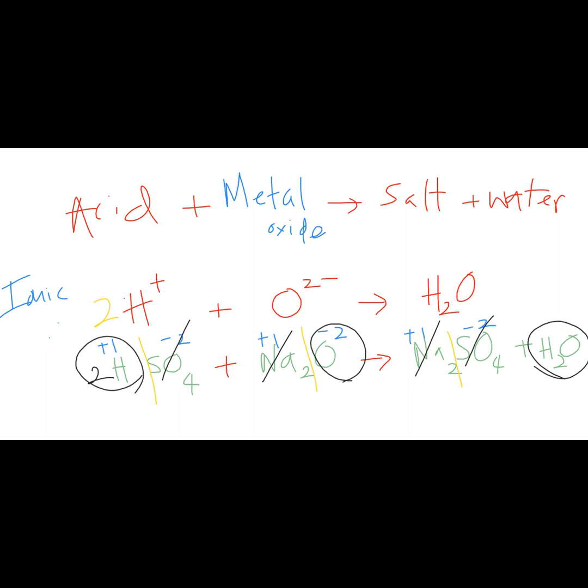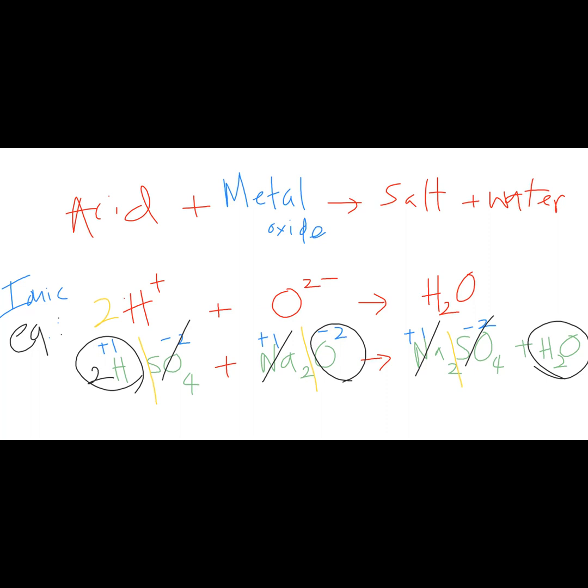That means for any metal oxide with acids, you can take any acid. The result for the ionic equation will always be this. Even if they give methanoic acid or ethanoic acid or anything, the result will be H+ ions: 2 H+ ions combined with an oxide, O 2-, ion to form water.